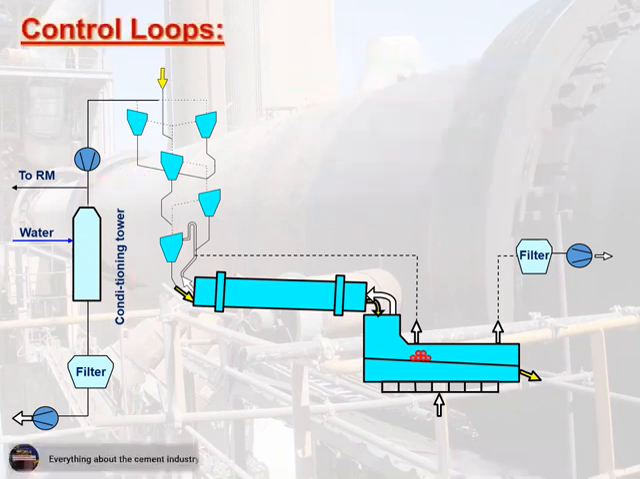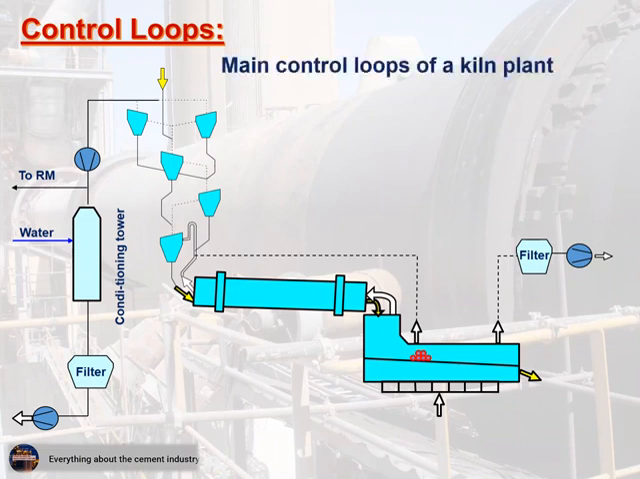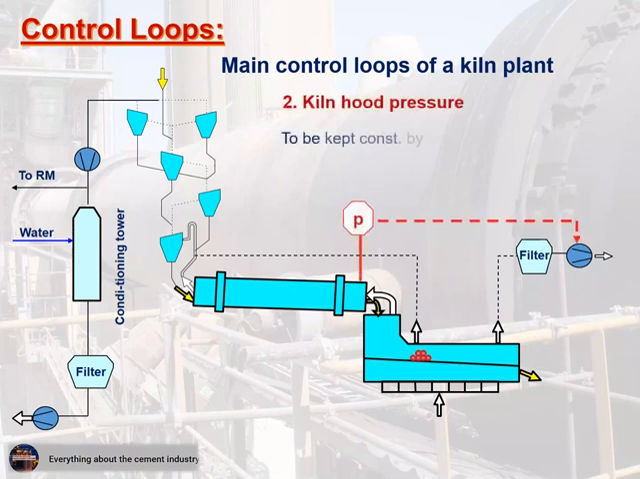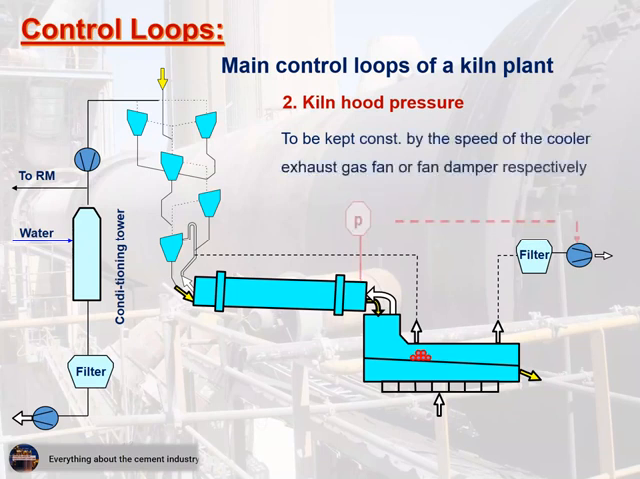Control loops. Slide 3, we follow the explanation of the control operations that occur in the rotary kiln. Main control loops of a rotary kiln plant. 2. Kiln hood pressure, to be kept constant by the speed of the cooler exhaust gas fan, or fan damper respectively.